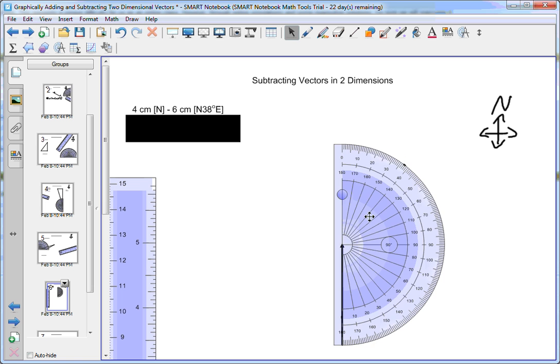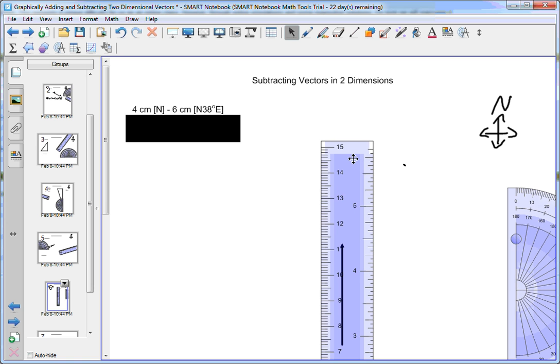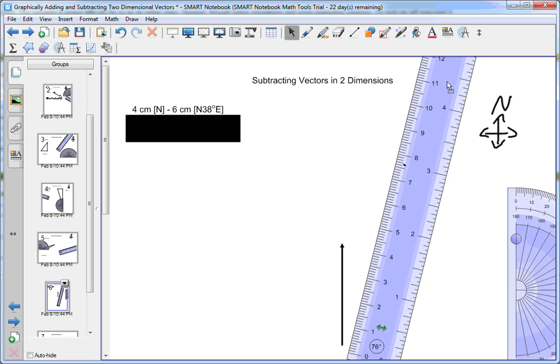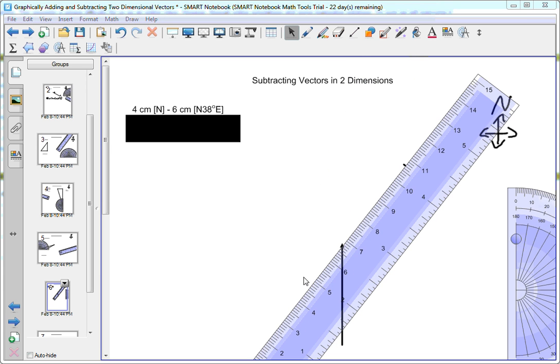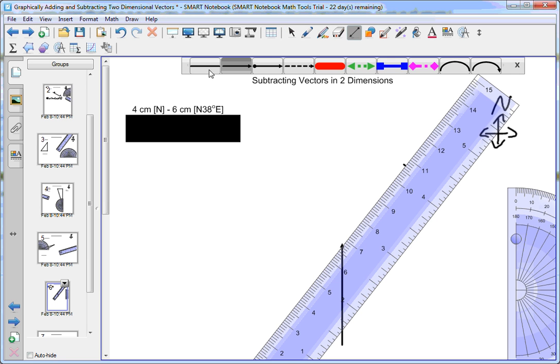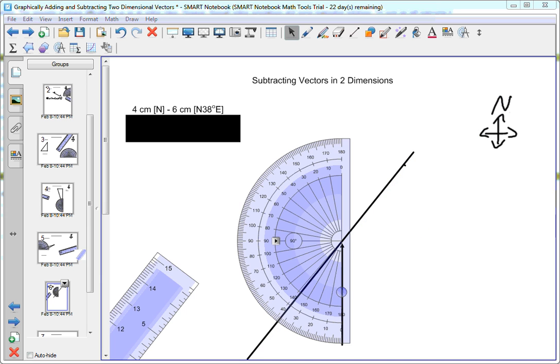Now, if we were to draw our line here so that it passed through our mark here, well then, we would be drawing a line that went in that direction, which is, surprise, surprise, south 38 degrees west, the exact opposite letters or directions, but with the same degree marker.